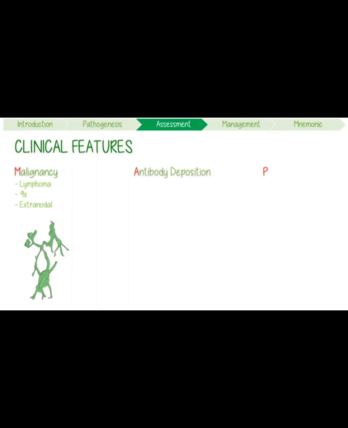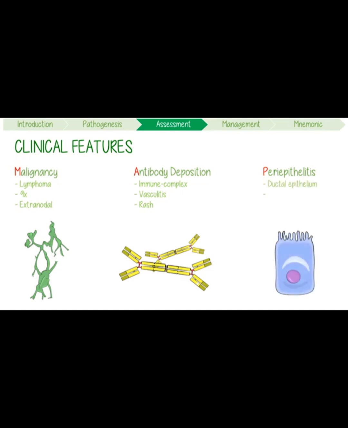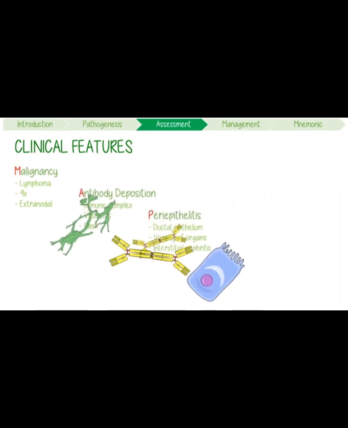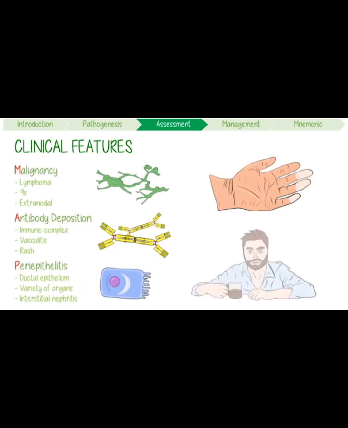A stands for antibody deposition. An immune complex mediated disease often causes a vasculitis or dermatological stigmata like rash. P stands for periepithelialitis. This describes the immune response in ductal epithelial structures within a variety of organs, like the kidney. This results in interstitial nephritis. The other non-specific symptoms of Sjogren's syndrome are Raynaud phenomenon and fatigue.